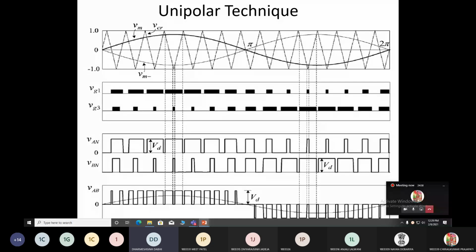Now you can see here the waveform. We draw only VG1 and VG3. VG2 and VG4 are not drawn here, so that's why I drew them on the blackboard. You can see that you get the common interval of S1 and S2 turned on only during the positive cycle. So in the output voltage you get only positive VAB. There is no negative voltage.